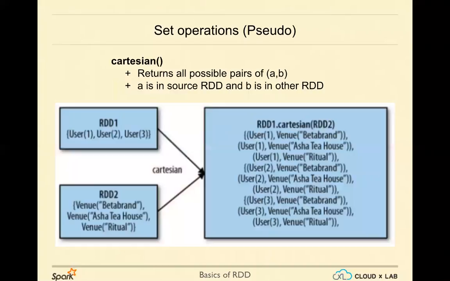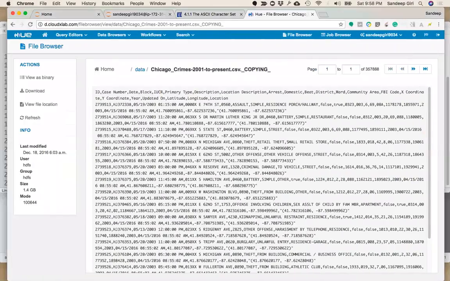Another one is Cartesian. Cartesian basically does the cross product. If you have certain elements in one RDD and you do the Cartesian against another one, you will get all of the combinations of the RDDs. Okay, so I could try showing you this.